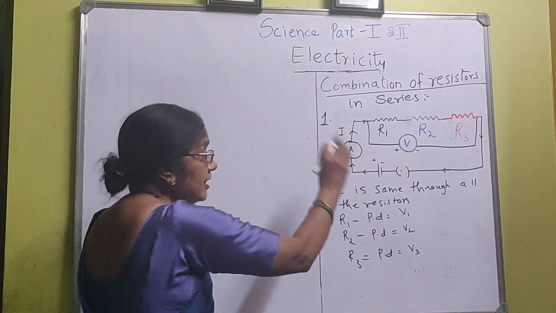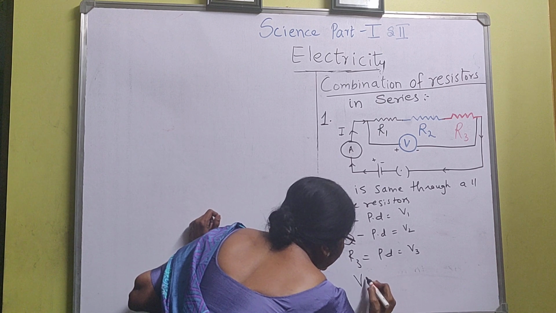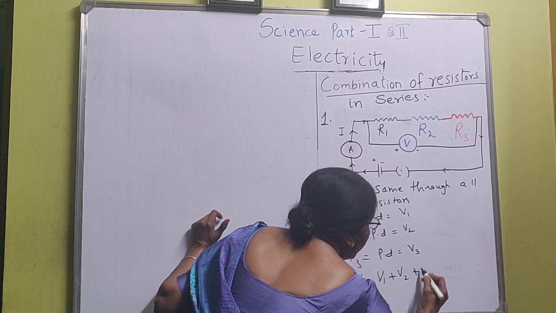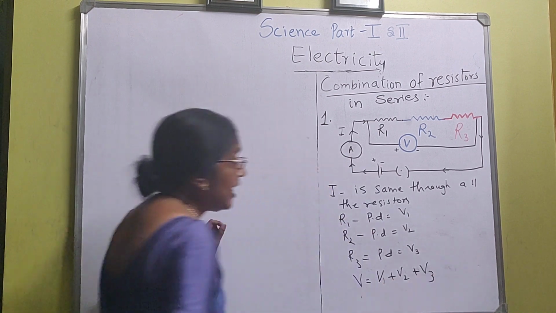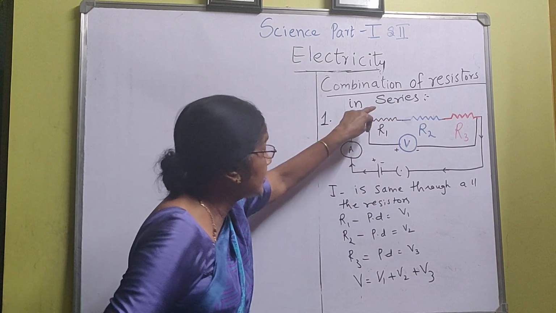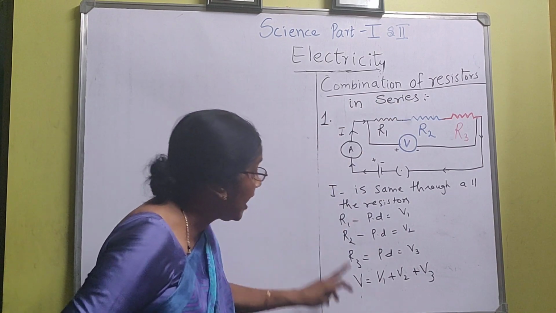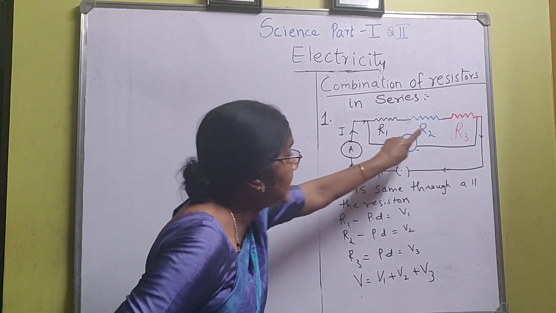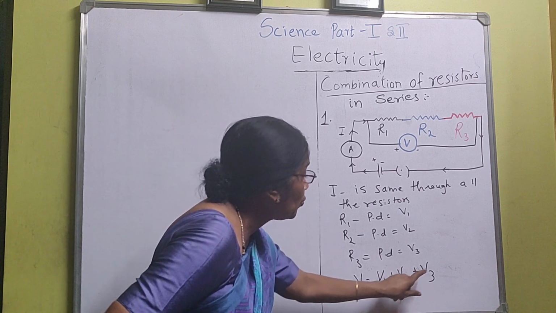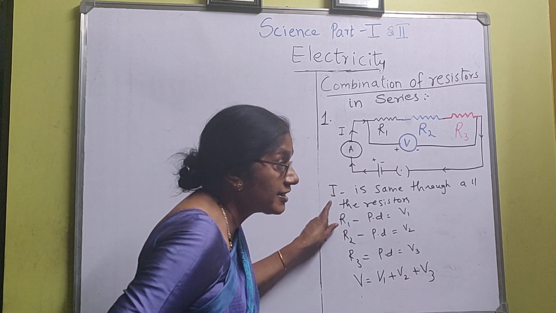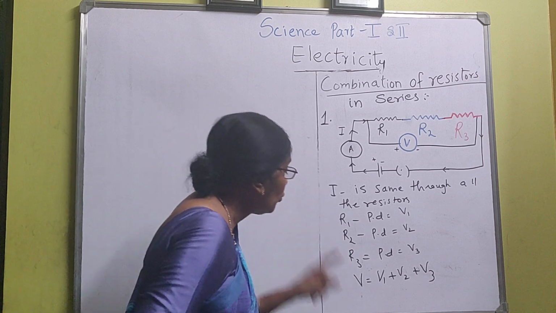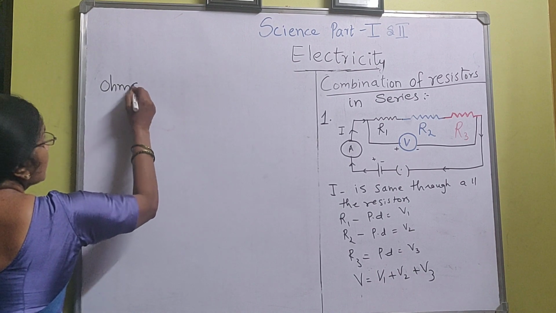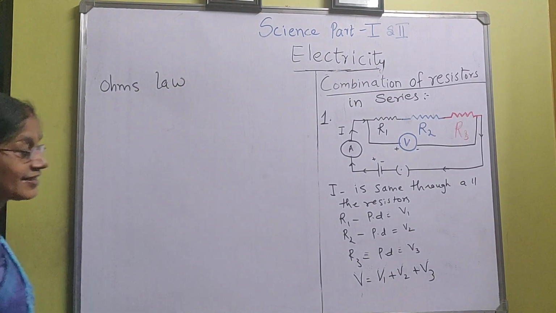So, the total potential difference for these three resistors can be given as V is equal to V1 plus V2 plus V3. This will be the potential difference in a combination of resistors in series. Always remember, the potential difference in series will be the sum of each resistor's potential difference, that is V1 plus V2 plus V3. Current is constant, that you have to keep in mind. So how to find out the total resistance?